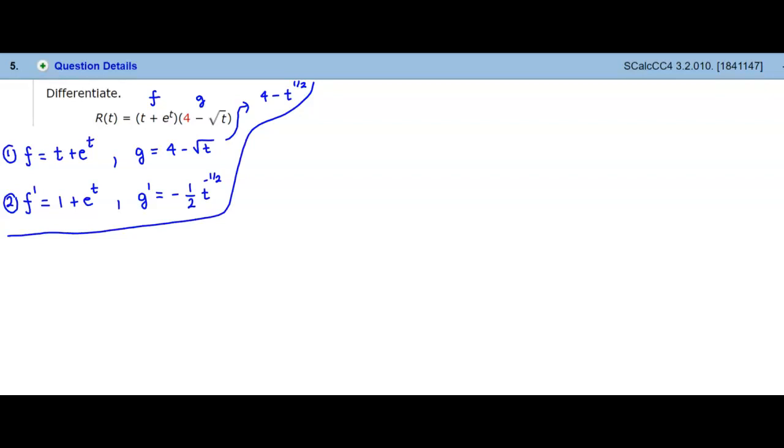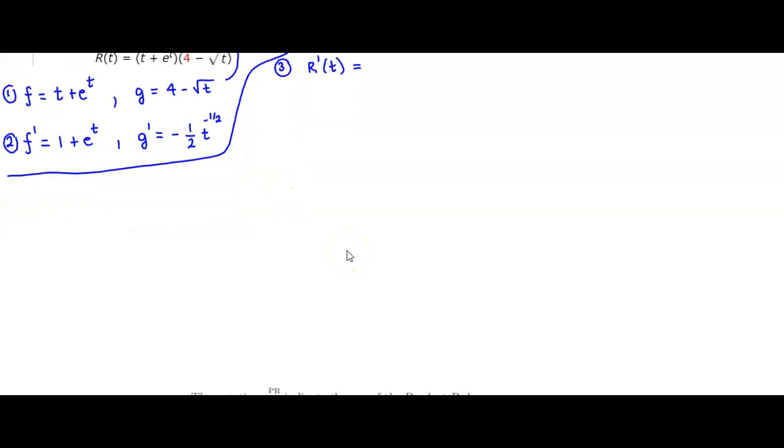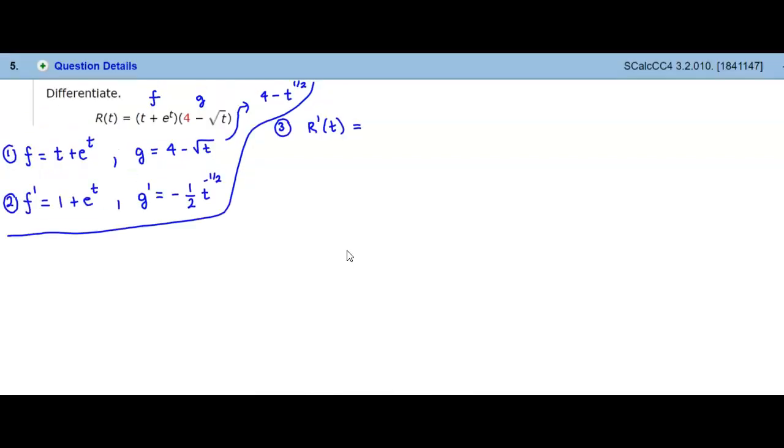Okay, so now in step 3, we want to be able to find the derivative of this function using the product rule. So the product rule tells us that we're going to take the function f, multiply it by the derivative of g, plus the derivative of f times the function g.